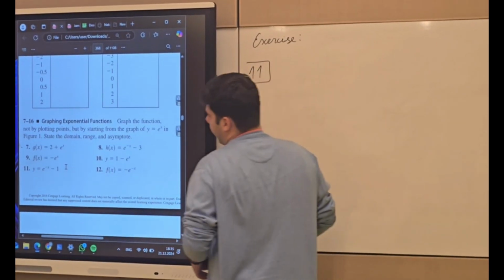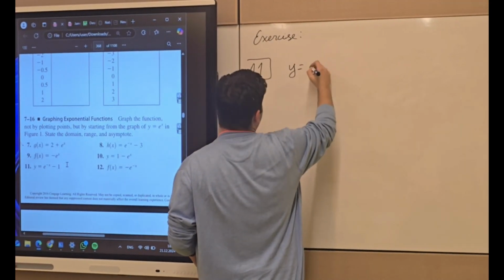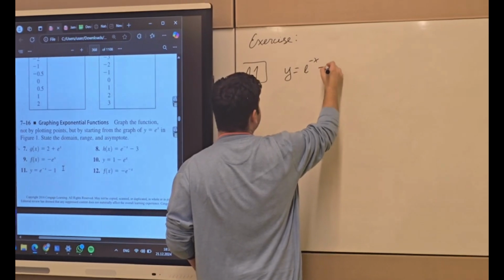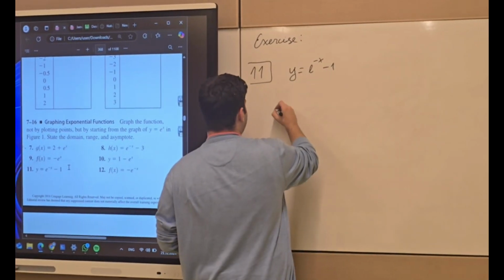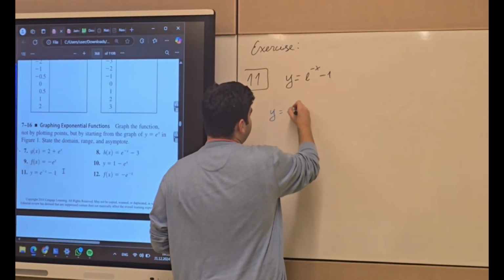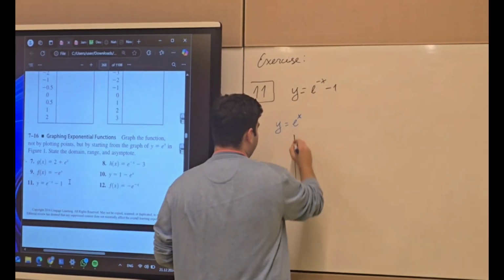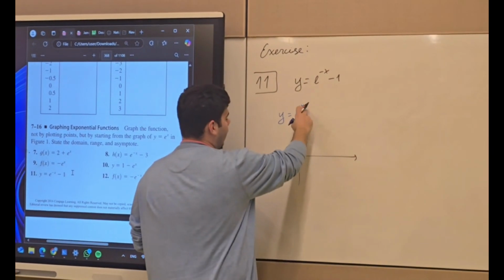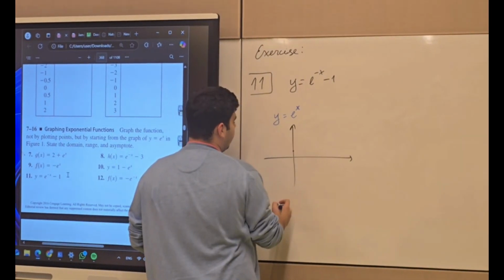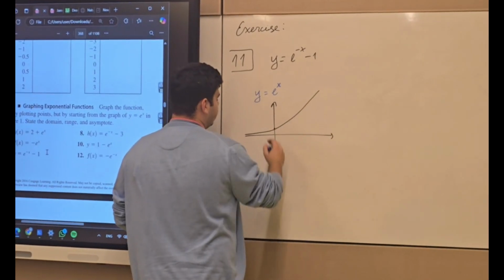In 11, our function is f of x is equal to e to the power of negative x minus 1. And we need to start from y is equal to e to the power of x. Let's take a look at this graph. It will be when x gets 0, our y will be 1, and it will increase, so our graph will be like that.